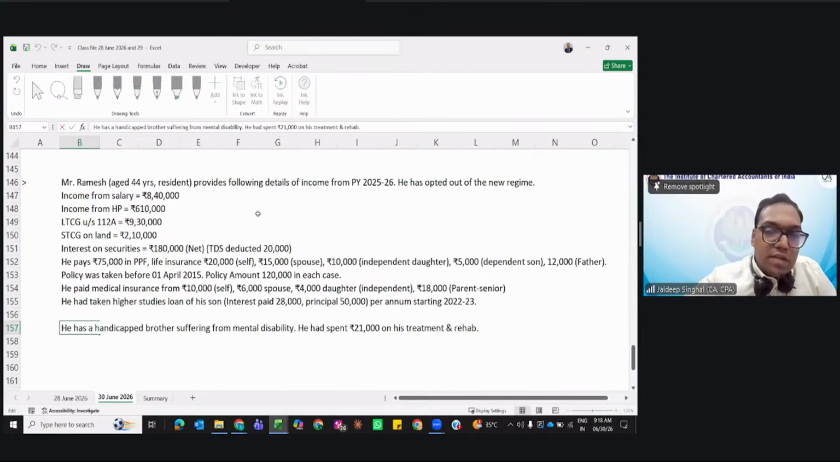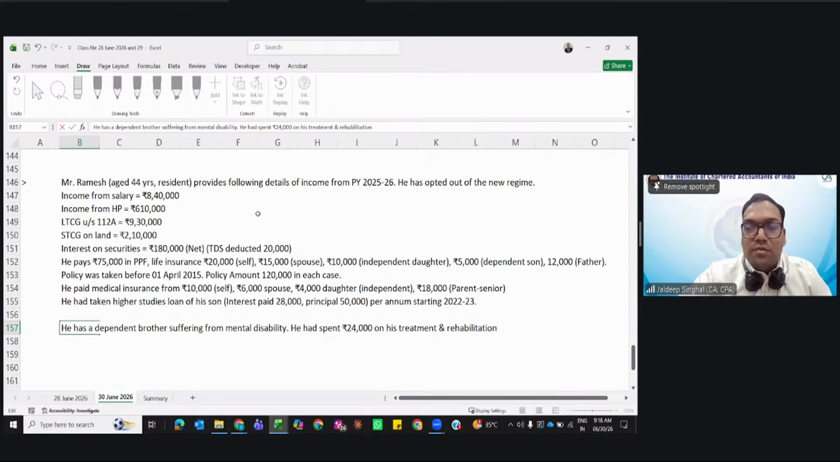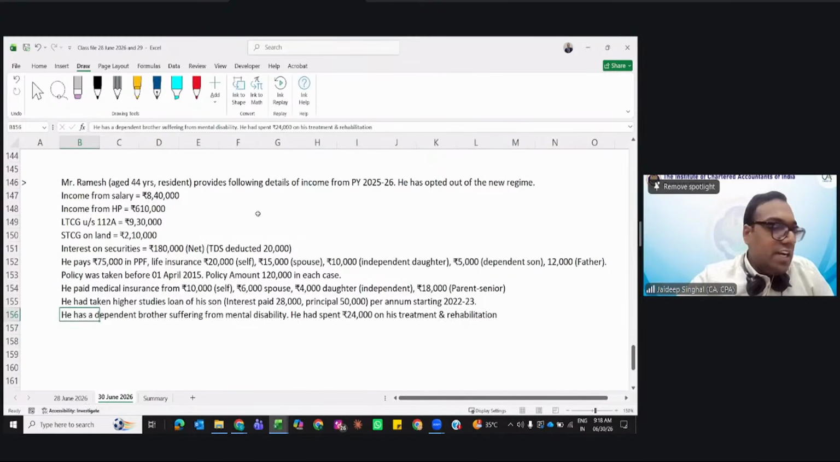Next, he has a dependent brother suffering from mental disability. Which section will you take? He had spent 24,000 on his treatment and rehabilitation. 80DD.